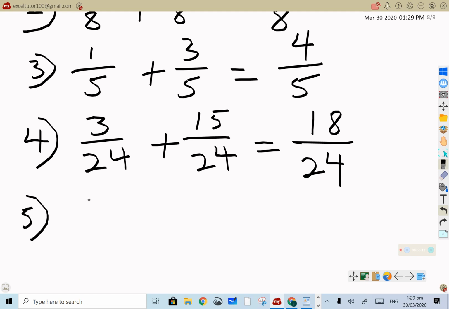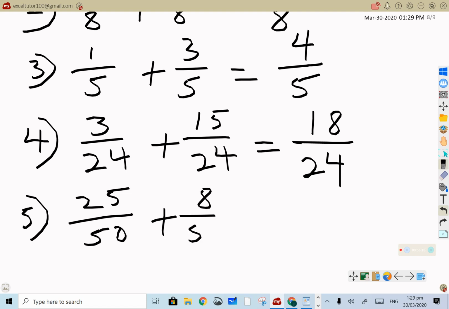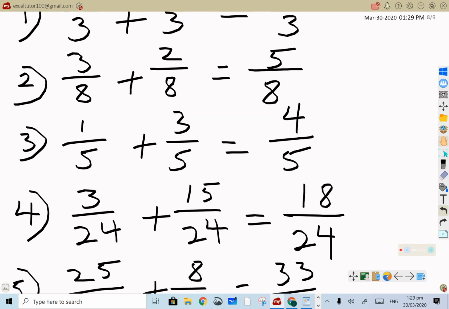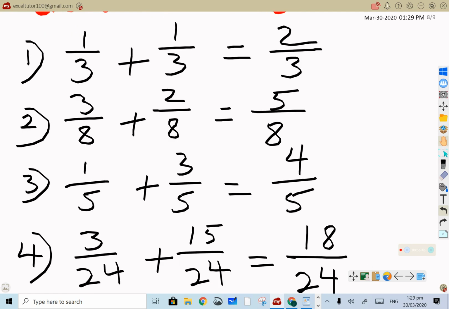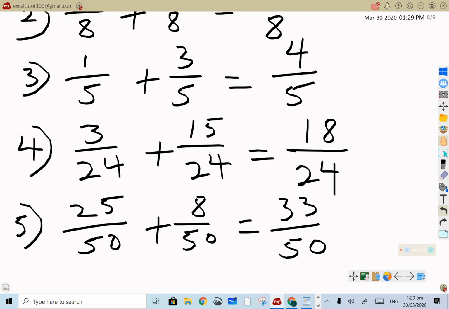Even if you have 25 over 50 plus 8 over 50, 25 and 8 is 33 over 50. So we are trying to establish here that even if we start with a small recognizable fraction and we move down to bigger numbers, it is basically the same. We add the numerators and we keep the same denominator.